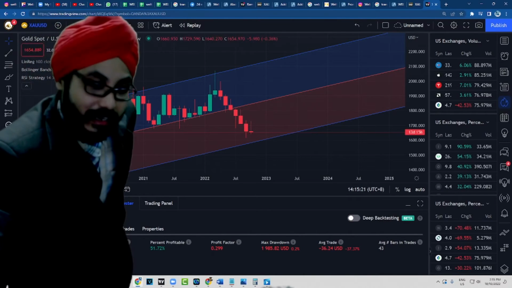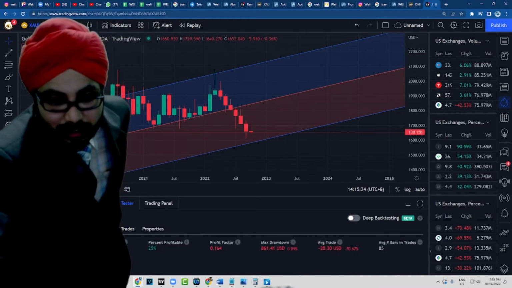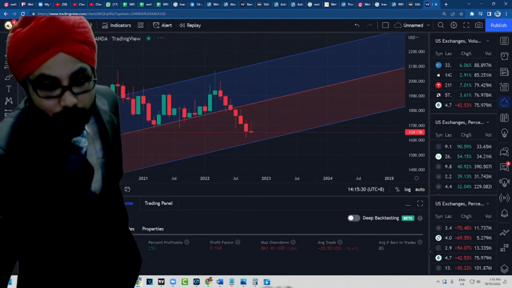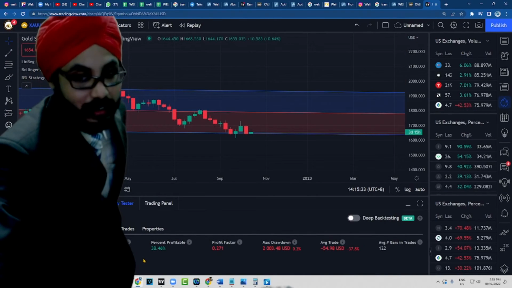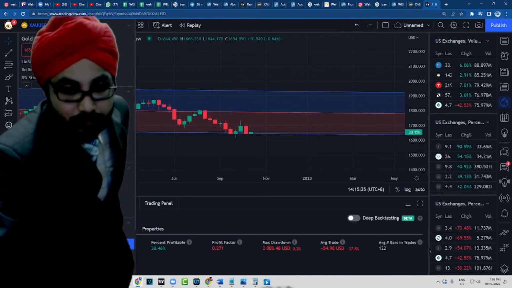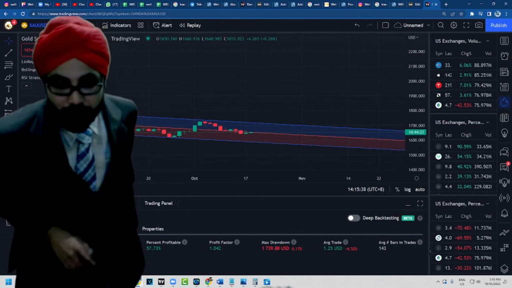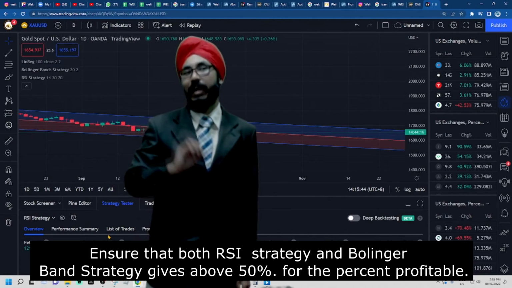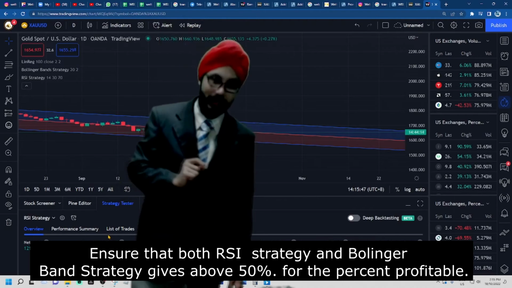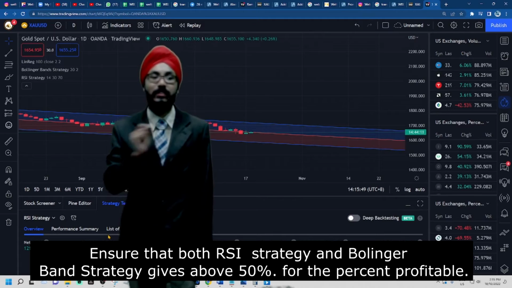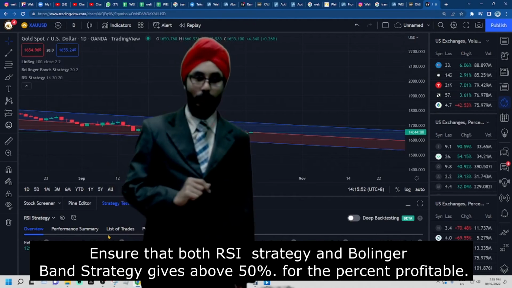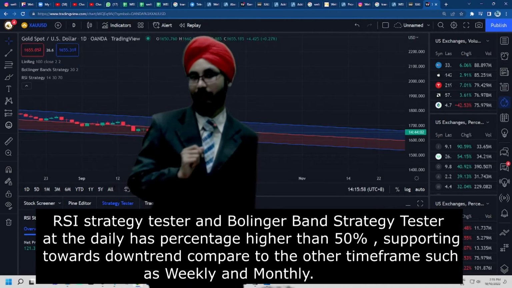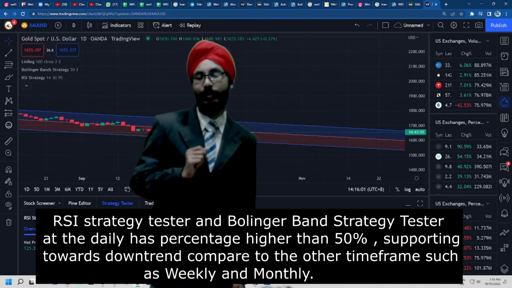Alright. And if we are going for our RSI strategy, as you can see for RSI, we have 25% at the monthly, 38.46% at the weekly, and for the daily, it is 57.73%. As we can see, we need our RSI strategy and our Bollinger Band strategy to be above 50%. The only one that is supporting this is the daily time frame, which is above 50%. Thus, I can confirm that based on technical analysis, our trend is downtrend.